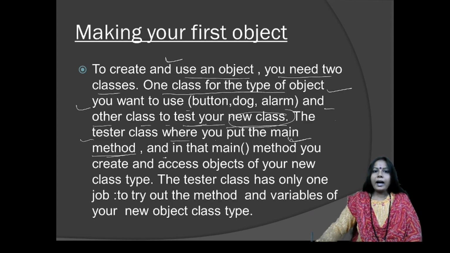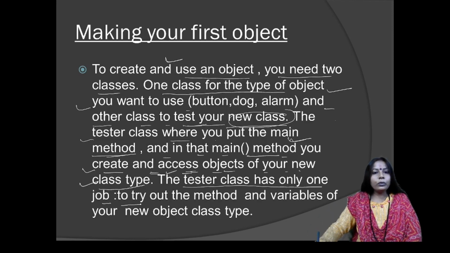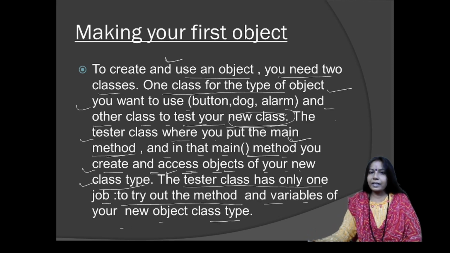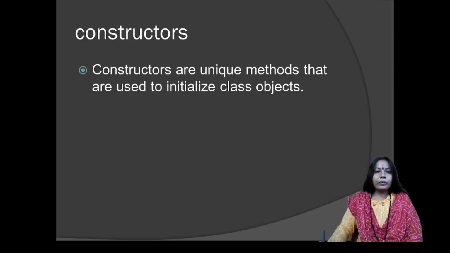Okay. And in that main method, you create and access objects of your new class type. Main method के अंदर हम लोग करेंगे क्या? तो मेन मेथड में यू क्रिएट एंड एक्सेस ऑब्जेक्ट, वहां पर हम ऑब्जेक्ट को क्रिएट करेंगे और एक्सेस करेंगे ऑफ योर न्यू क्लास टाइप, वेयर द टेस्टर क्लास हैज ओनली वन जॉब, टेस्टर क्लास के पास केवल हमारा एक ही जॉब है, वो क्या है, तो टू ट्राई आउट द मेथड एंड वेरिएबल ऑफ योर न्यू ऑब्जेक्ट क्लास टाइप. Yeah, I would also try to make you understand after using an example.